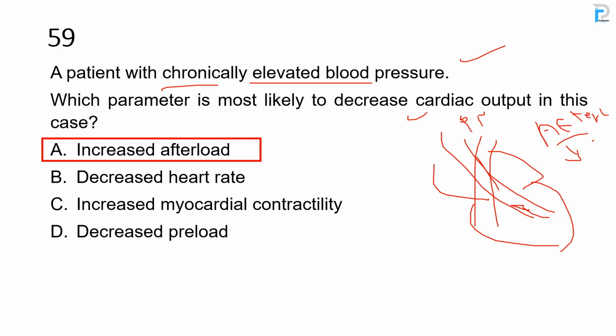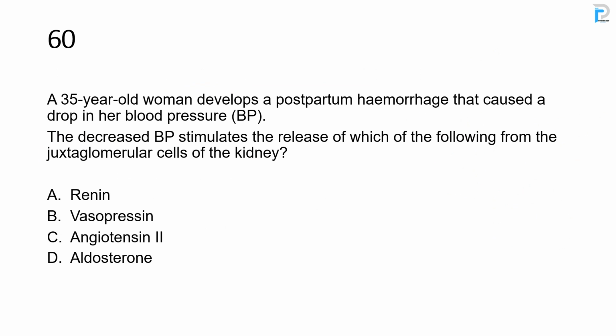A 35-year-old woman develops a postpartum hemorrhage. So this means she lost blood. That caused a drop, of course, in blood pressure. We lose blood, our blood pressure is going to decrease. So the decrease in blood pressure results in an increase of which of the following from the kidney? This one we discussed already.